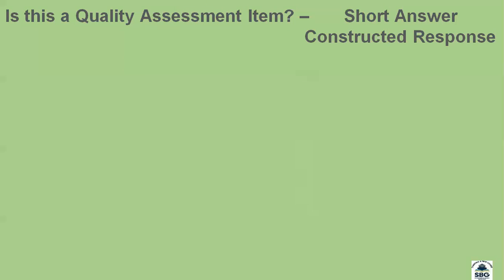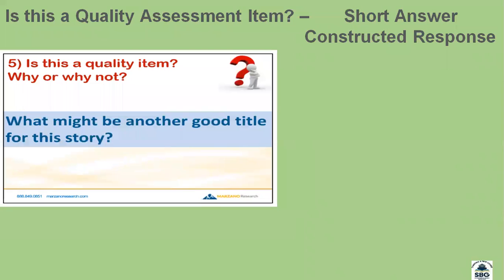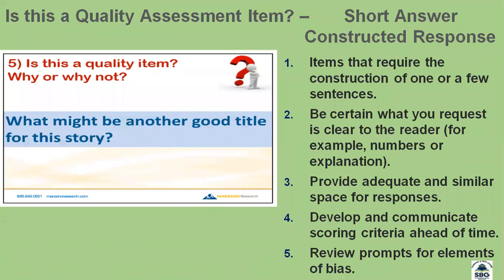Let's try one final example. This is a P6 ELA short answer question. On the right is a list of attributes for this type of assessment item. Examine the attributes and decide if this is an example or non-example of a quality assessment item. Pause the video if you need more wait time.